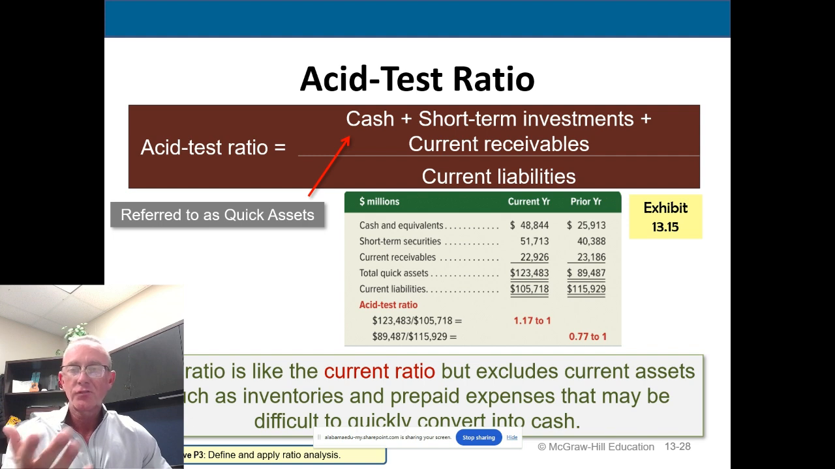Our asset test has short-term investment. We're looking at things that I can generate cash with very quickly. Cash, short-term investment, current receivable. It leaves out prepaids. It leaves out inventory. They are current assets because it's under a year. But I want to know stuff that I can get cash with maybe in the next 3 or 4 weeks because I don't have to pay my bills with them.